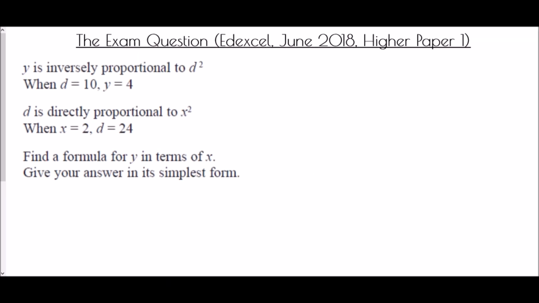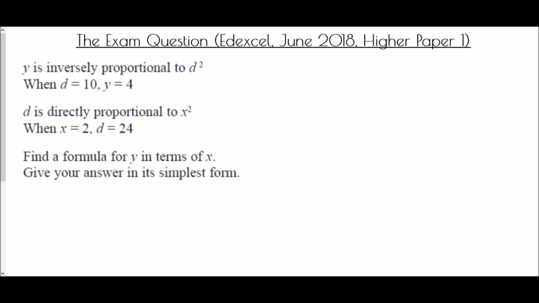And finally we come to the exam question, and it's the Edexcel paper in June 2018, higher paper 1, so a non-calculator question, and we've been told that y is inversely proportional to d squared when d equals 10, y equals 4. D is directly proportional to x squared when x equals 2, d equals 24. Find a formula for y in terms of x. Give your answer in its simplest form.